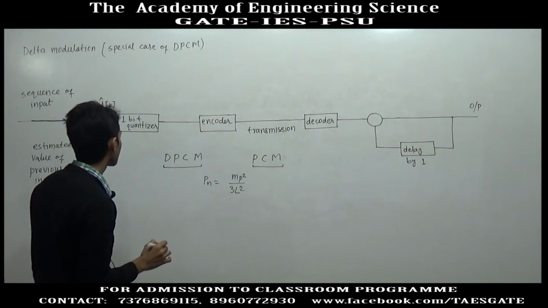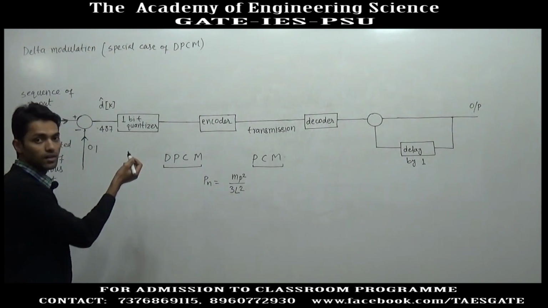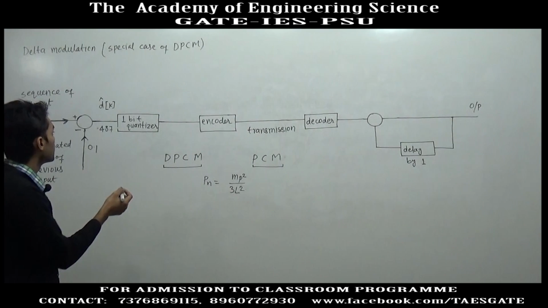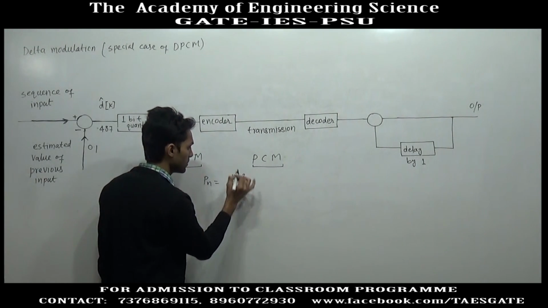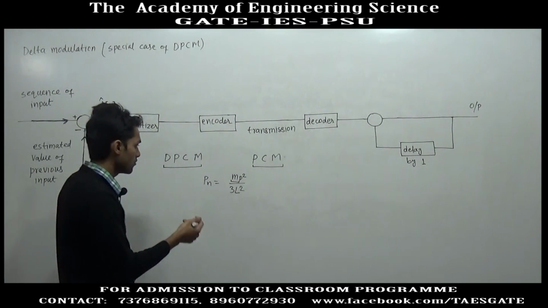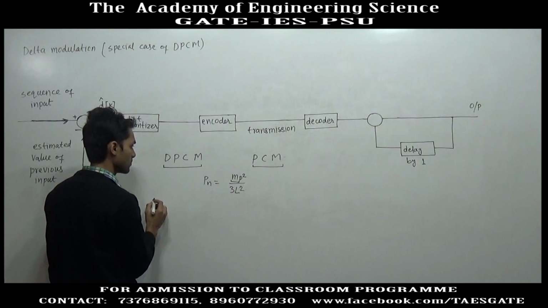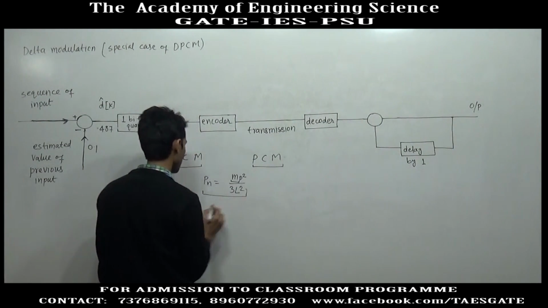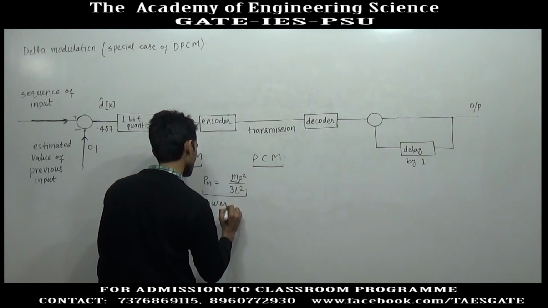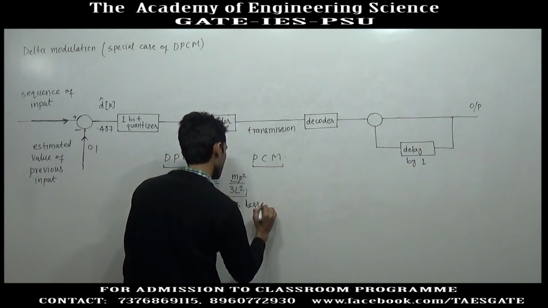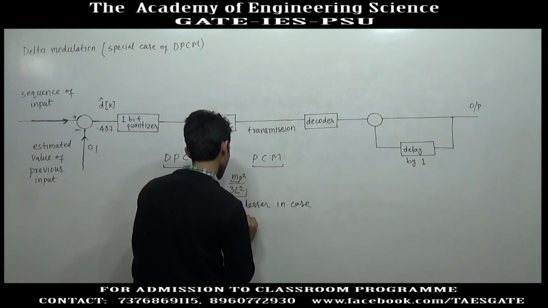Now, if we give the difference of consecutive samples as input, the maximum value of mp will be lesser. So, in case of DPCM, differential pulse code modulation, the noise power will be less. The noise power is lesser in case of DPCM.